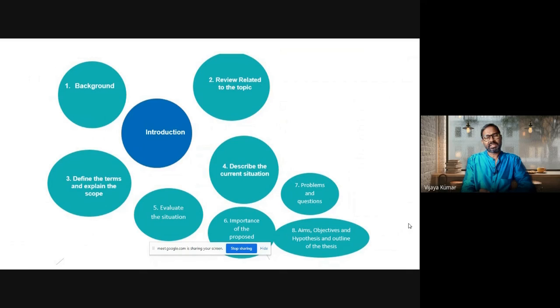So, now let us take each segment and look at how to compile each segment, starting from the background. So let us move on and pigeonhole our discussion to every aspect of the first chapter of your thesis.